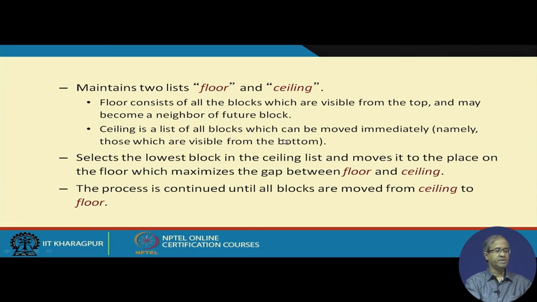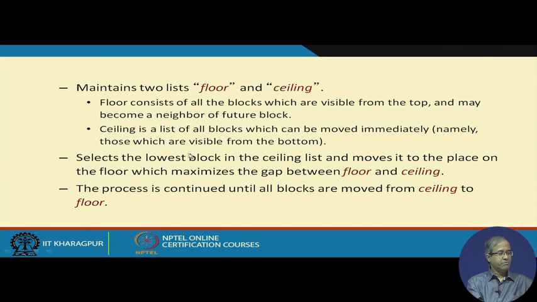Visible from the bottom means it can be moved immediately. Let us see, I will take an example of how these are worked out. So, the idea is as follows: you select the lowest block in the ceiling and move it to a place in the floor. So, from the ceiling we are trying to bring the blocks down towards the floor with some lateral movement, where the distance or separation from the ceiling becomes maximum.